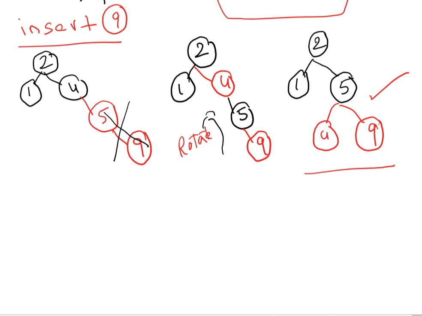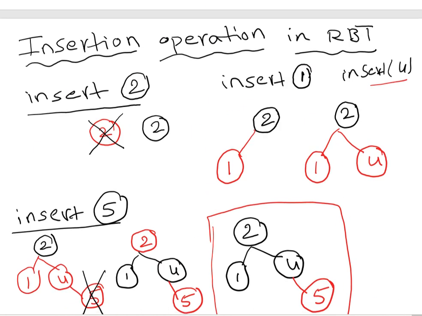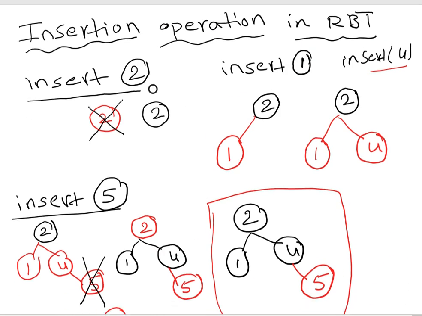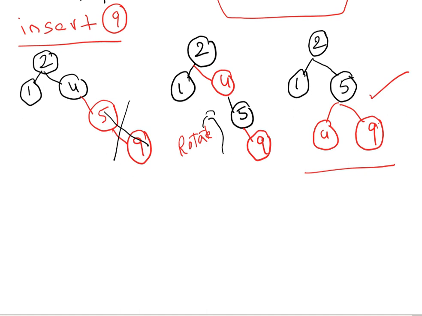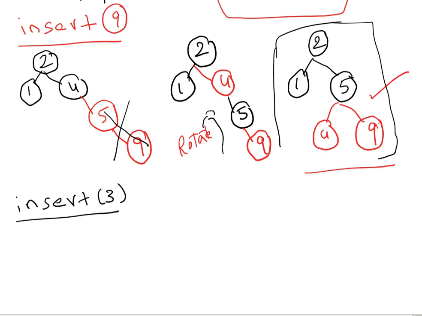Now let me see another case. So far we have seen increasing order, right? First we inserted 2, then 4, 5, and then 9. Now let me insert in decreasing order, a smaller value. Let me insert 3. Okay, to which node? To this tree we are inserting 3.